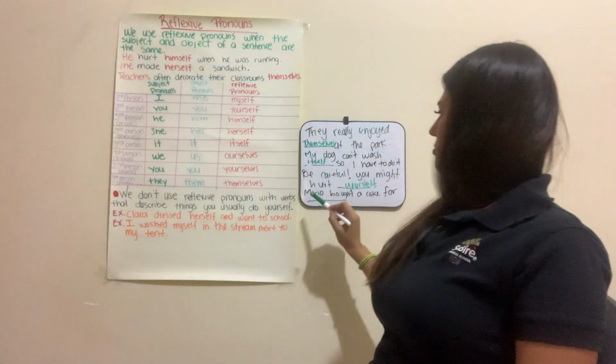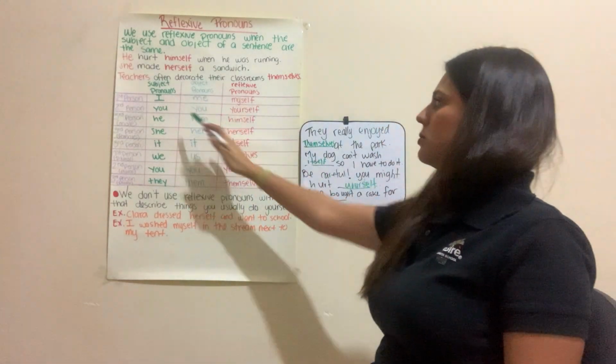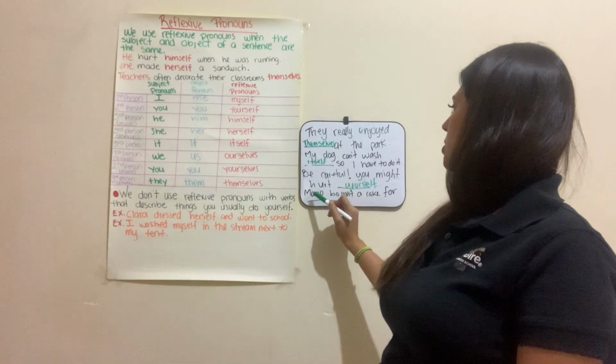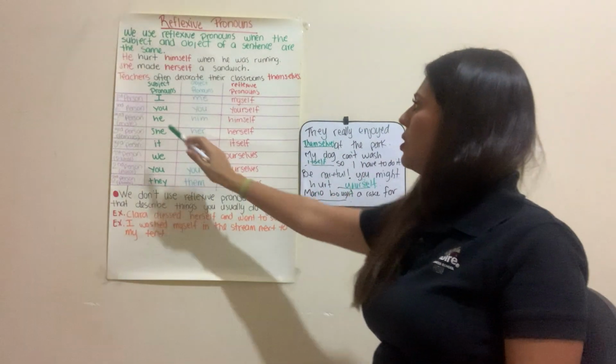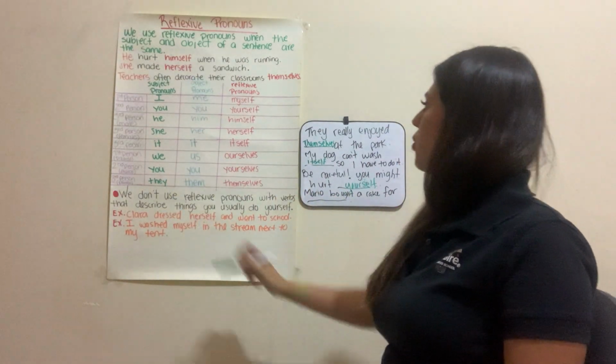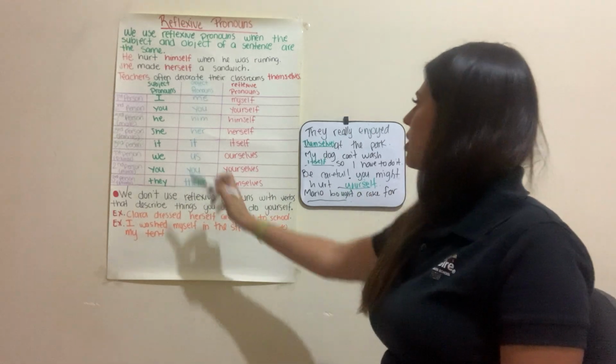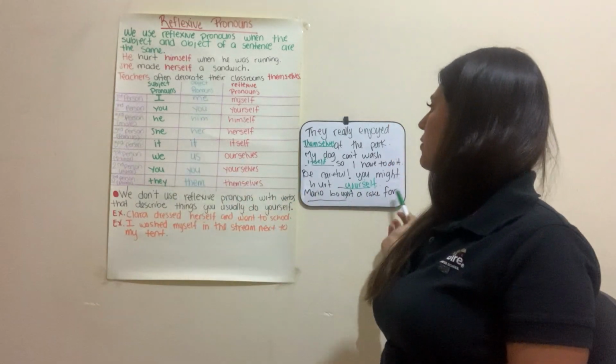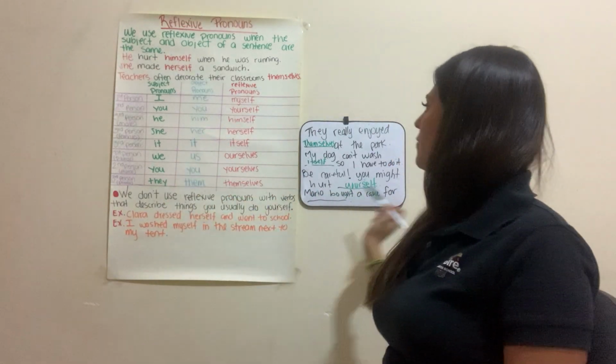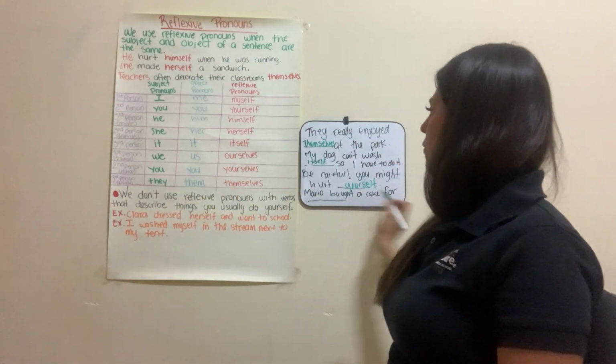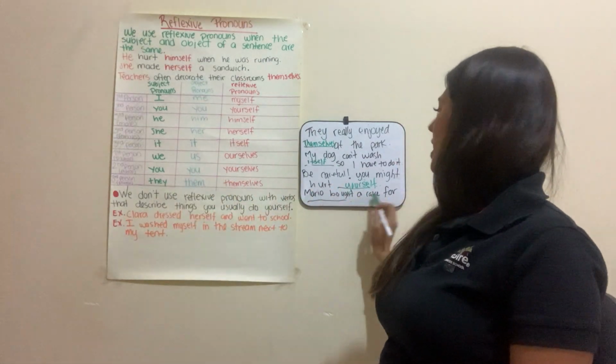Is there I in the sentence? No. Is there you in the sentence? You bought. No, it's Mario. He bought a cake for. She bought a cake for. No. It bought a cake for. We bought a cake for. You bought a cake for. They bought a cake for.